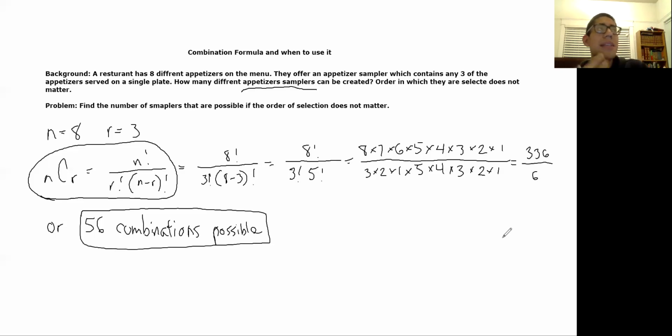R is the group that's desired, right? Remember, I'm making combinations of 3 each time. So my R represents how big I want that combination to be. We've already established that the sampler contains any 3 of the appetizers. Therefore, my R, my group that I want, is composed of 3 appetizers within each group, right? So with that in mind, I'm going to just plug these numbers into the formula, right? So if you notice from the circle to the next part, I replaced the first n factorial with 8. So it became 8 factorial divided by r factorial, which happens to be 3 now.